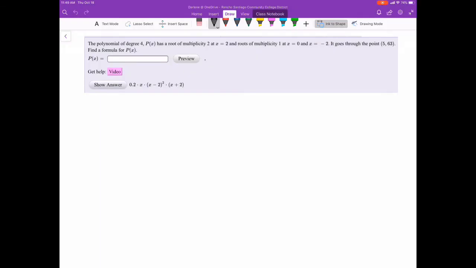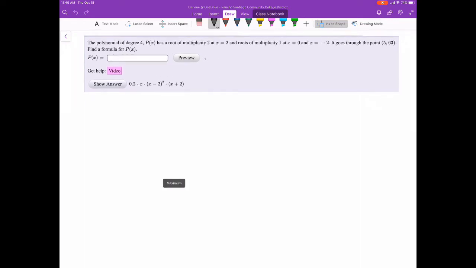In this example, we're going to take a polynomial and some characteristics of a polynomial and construct the polynomial itself. We are given some information. It says the polynomial of degree 4, p of x, has root of multiplicity 2 at x equal 2, and roots of multiplicity 1 at x equals 0 and x equal negative 2. And then it goes through the point (5, 63). So let's find a formula.